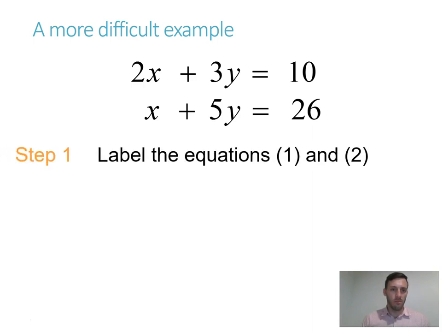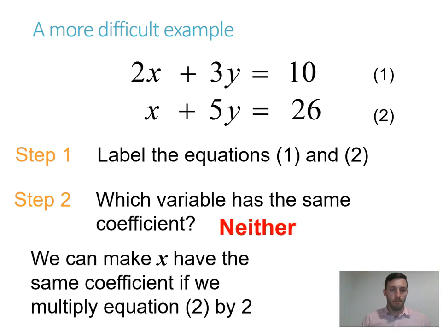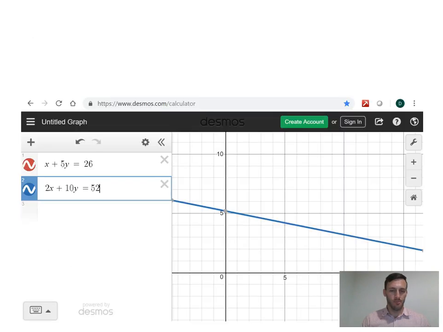You'll notice this time that neither of the unknowns or variables have the same coefficient. So we can make x have the same coefficient if we multiply equation 2 by 2. So that means we multiply every term by 2 within the equation.